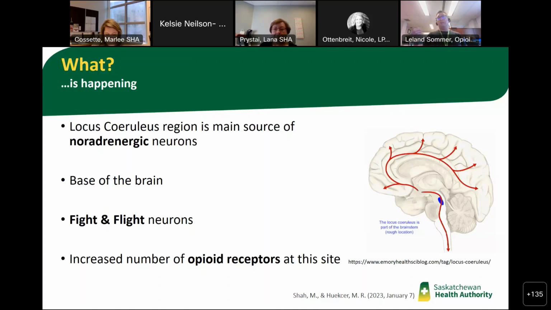And also in this locus coeruleus region are an increased number of opioid receptors. So when those opioid receptors are not populated by opioids, then you have the activation of the noradrenergic system and those opioid withdrawal symptoms.